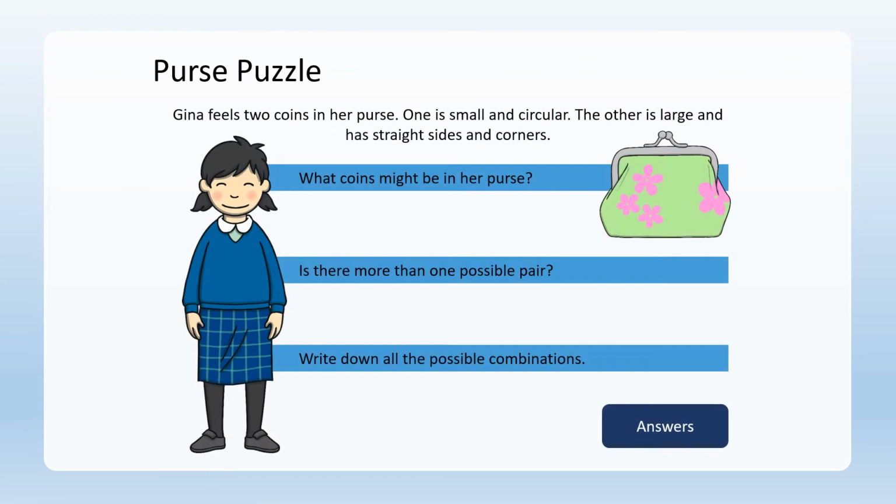Purse puzzle. Gina fills two coins in her purse. One is small and circular. The other is large and has straight sides and corners. What coins might be in her purse? Is there more than one possible pair? And then write down all of the possible combinations you can think of. So pause the video now and come back when you have your answers.